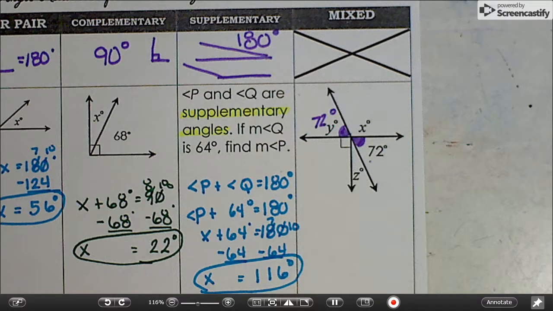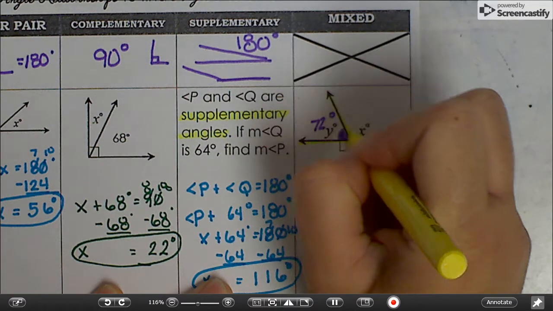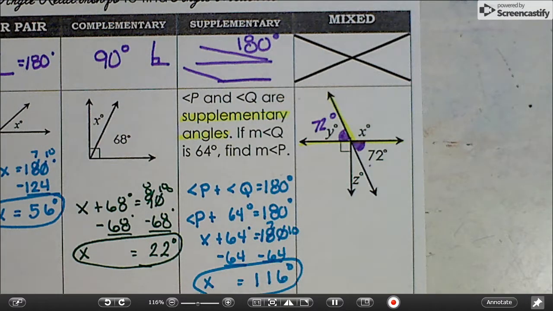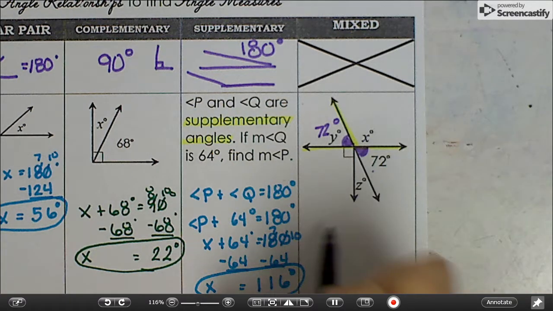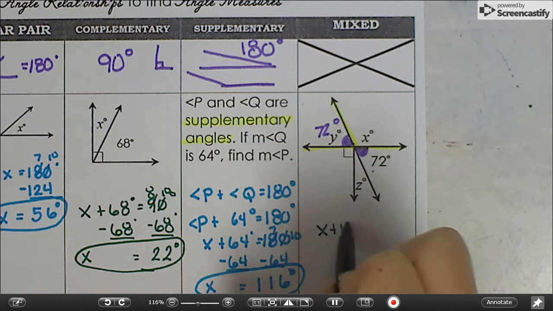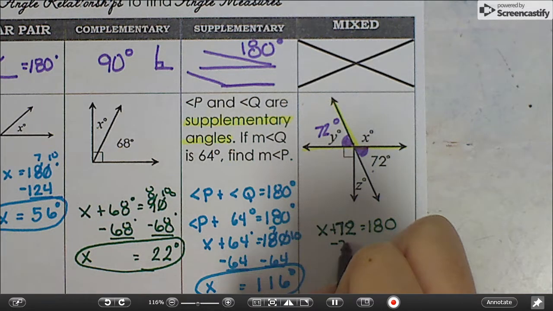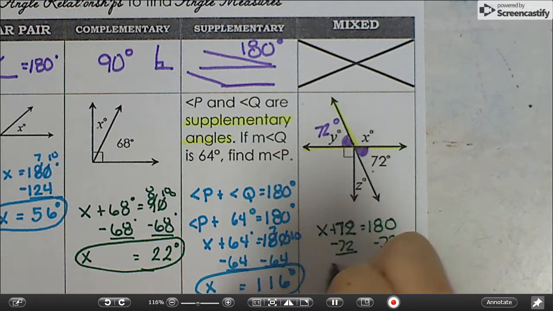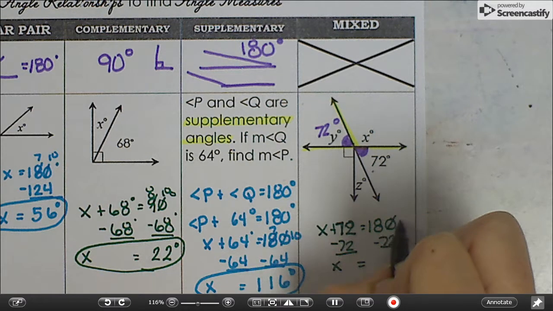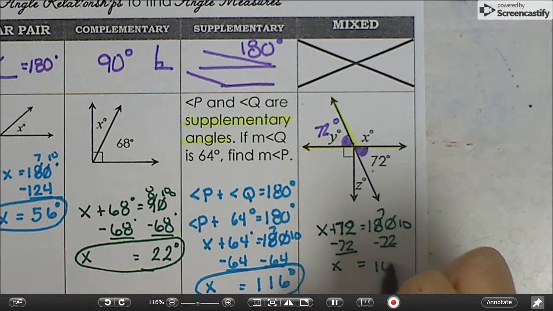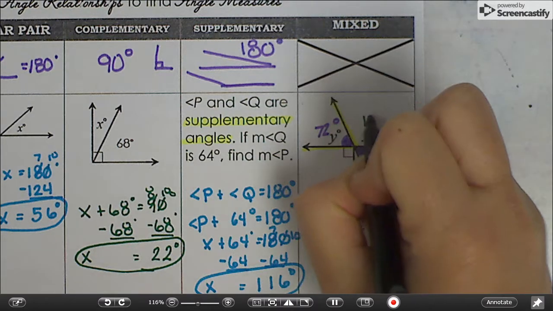All right. And then I look at it and notice right here, we have a linear pair. Linear pairs add up to 180 degrees. So you could do x plus 72 equals 180. Or you could just do 180 minus 72. You don't have to do the whole equation here if you know what to do. So x is 108 degrees.